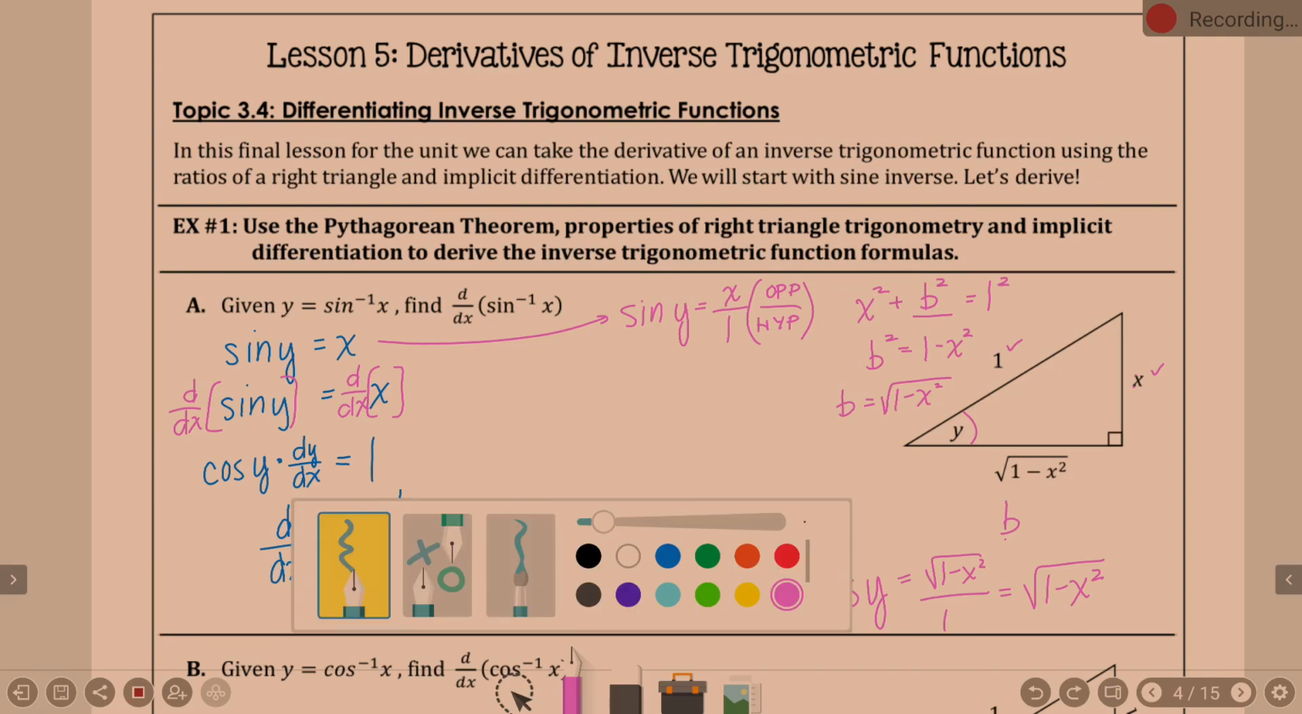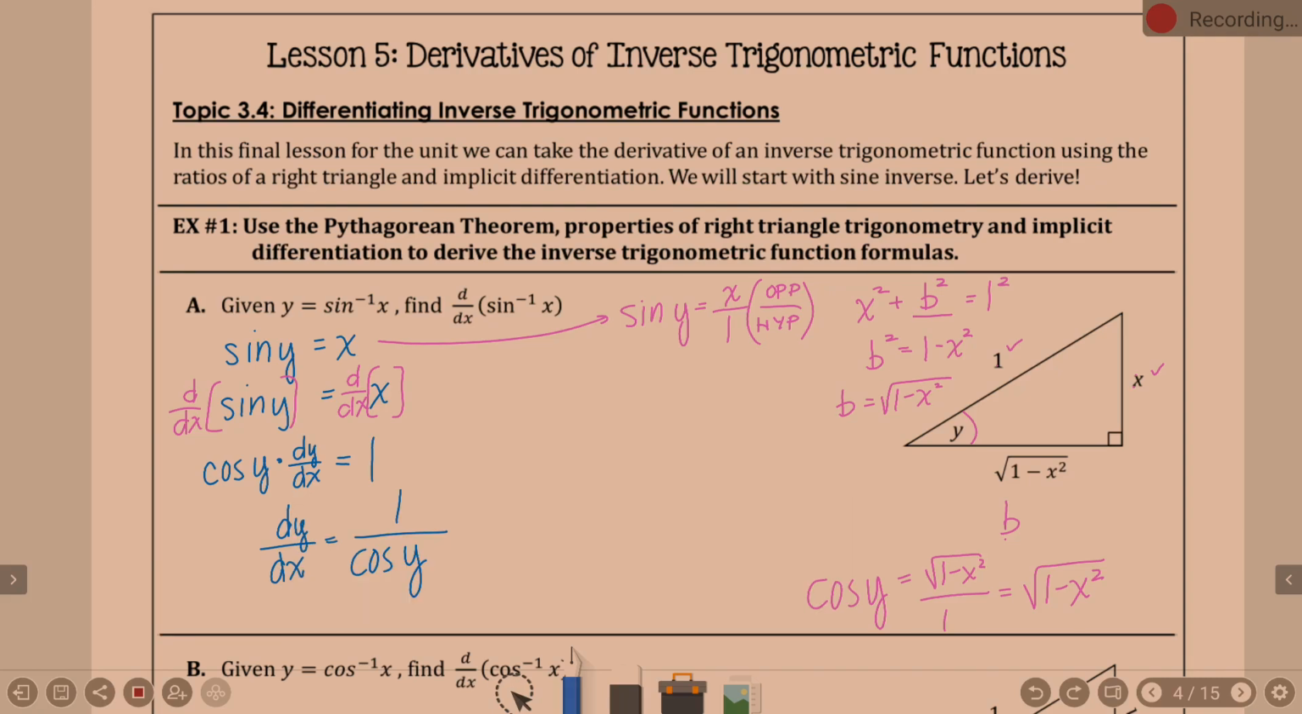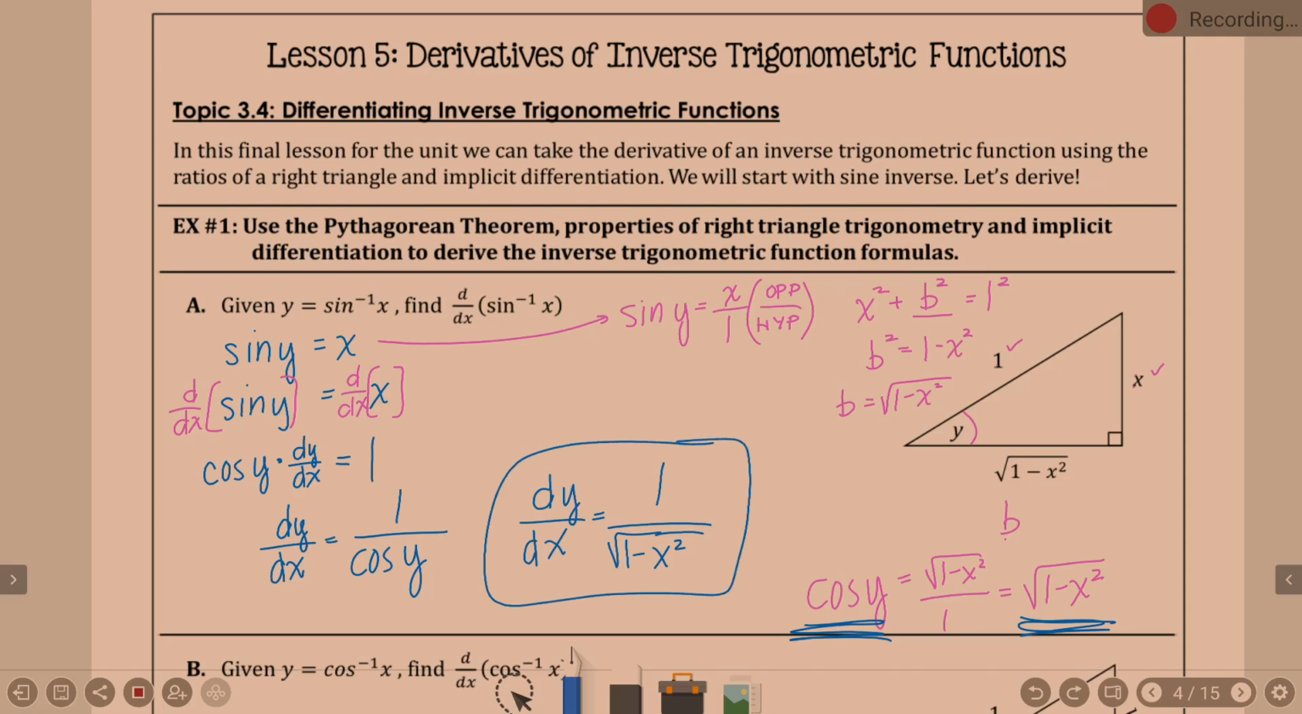Okay, are you following this? We just found cosine y to equal the square root of 1 minus x squared. So, dy dx is equivalent to 1 divided by what? Square root of 1 minus x squared. Okay? That is your answer. That is the derivative of sine inverse of x.